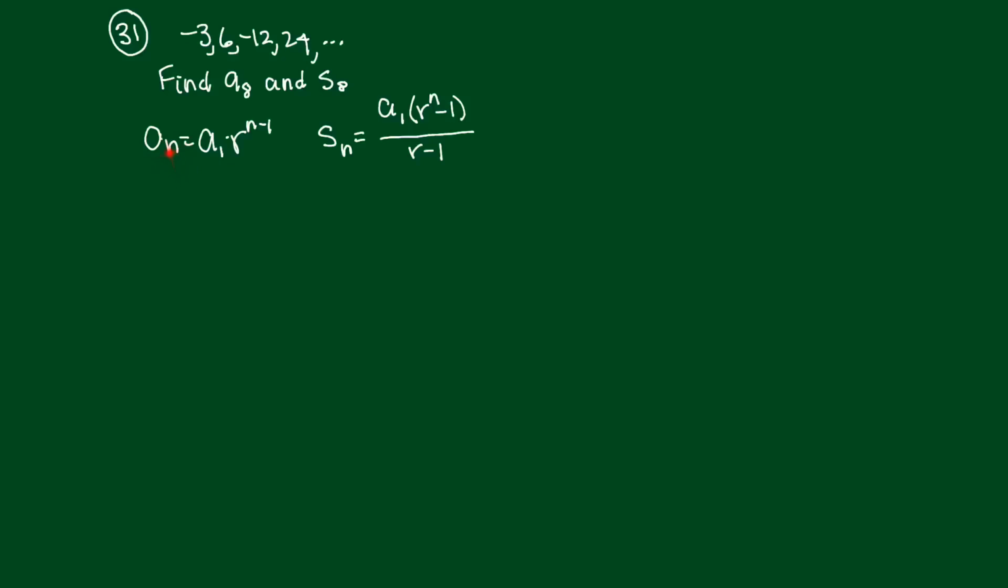So I want a sub n, the 8th term. I need the first term, which I have, but I need r. Okay, well, we're not given that directly. We'll have to get it. What about over here? We have the first term, got it, and we need r. So we need to get r.